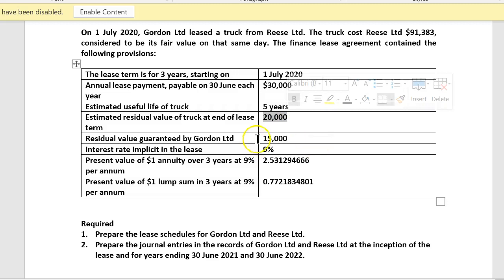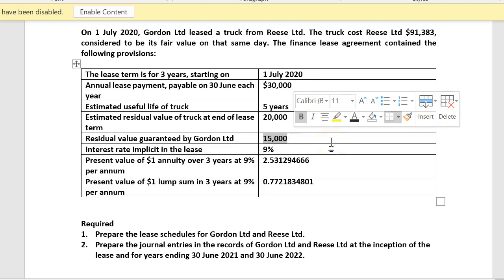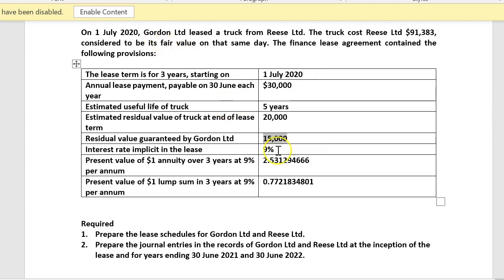Now keep in mind the lessee only guarantees $15,000, which means when the truck is returned to Reese at the end of the lease term, Gordon Limited, as the lessee, guarantees that the truck is worth at least $15,000. So if the truck is worth less than $15,000, Gordon Limited will have to pay the difference out of their pocket. Okay, interest rate is 9%. This is what we use to calculate the lease interest expense for Gordon.